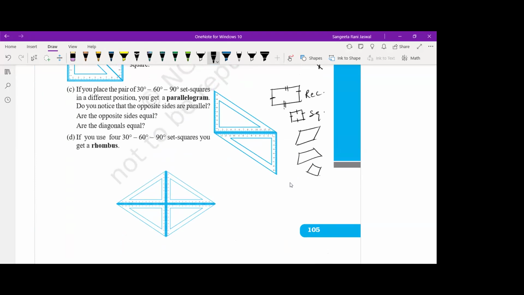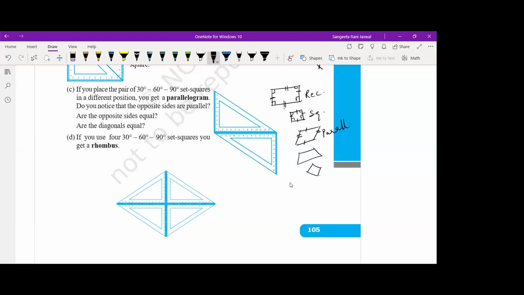Right? In a parallelogram, the opposite sides are parallel and equal. One set of sides is parallel and equal, another set of sides is parallel and equal, right? Now in a rectangle you can see all the angles are 90 degrees. In a square also all the angles are 90 degrees.